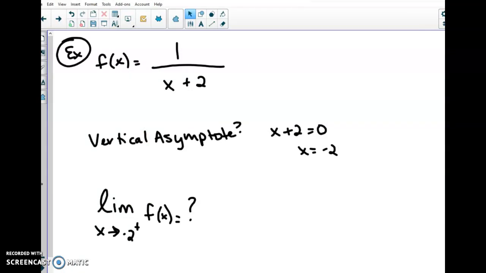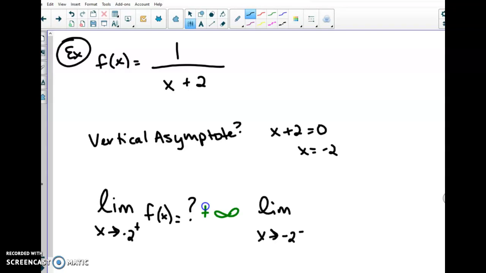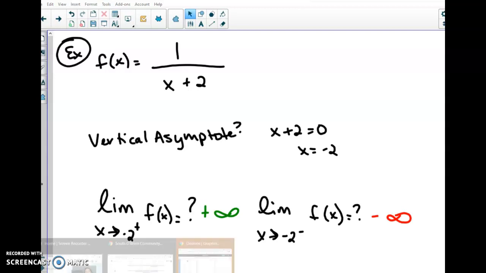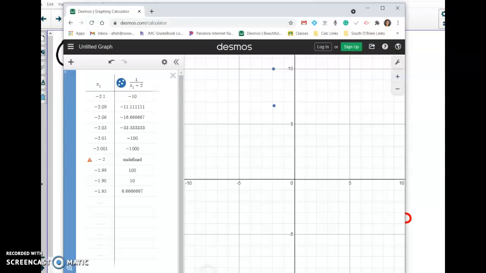So as the limit approaches negative 2 from the right, it was going towards positive infinity. And we just had our graph. As the limit is approaching negative 2 from the left, that was going towards negative infinity. And that's all based off of that table. Now, there are times where you will be given the table and then you'll be asked to find the function. So a little bit of background on that.